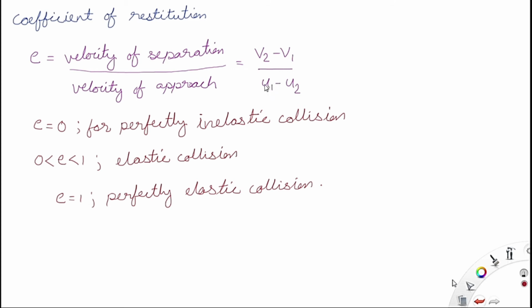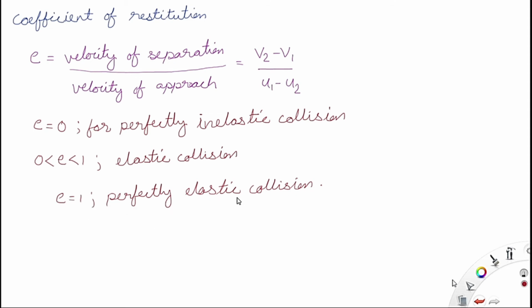Now this coefficient of restitution is equal to 0 for a perfectly inelastic collision, because the velocity of separation will be 0, which means v2 is equal to v1. This happens in a perfectly inelastic collision, meaning both bodies m1 and m2 have an equal final velocity. When e is greater than 0 and less than 1, it is known as an elastic collision, and when e is equal to 1, it is known as a perfectly elastic collision.